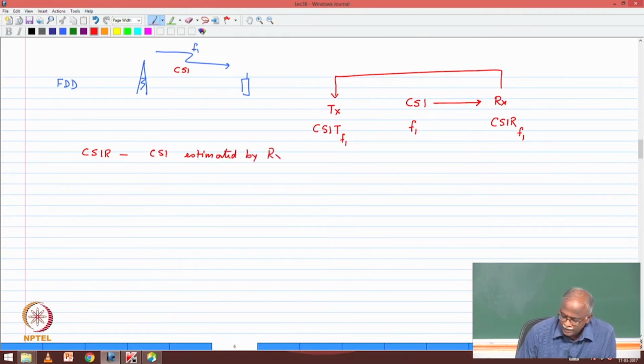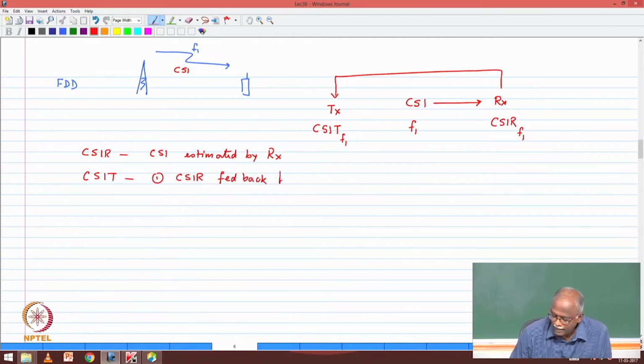Estimated by the receiver. Okay. CSIT. There are two cases. One, when CSIR is fed back by Rx to Tx, and this is true for FDD systems. What's the difference? Now comes the TDD case.